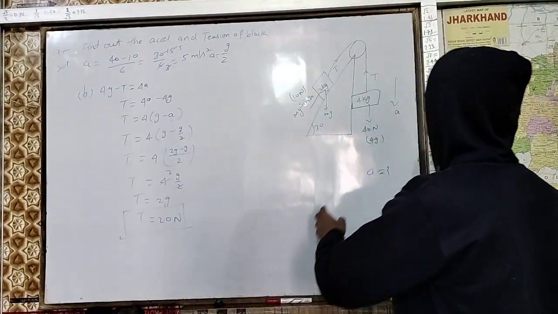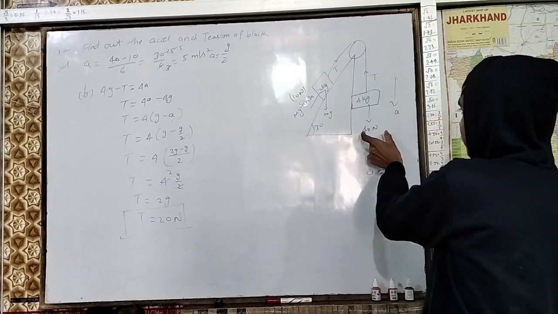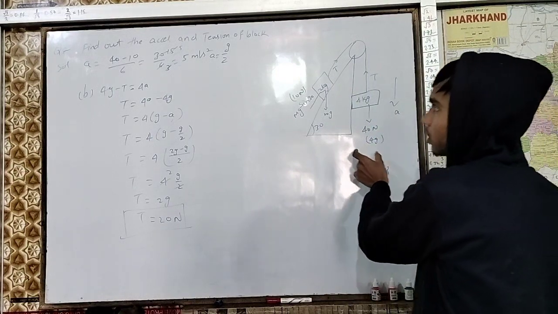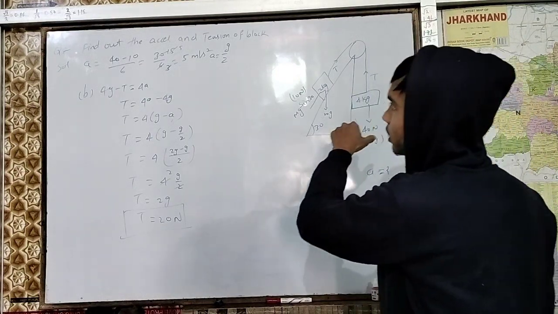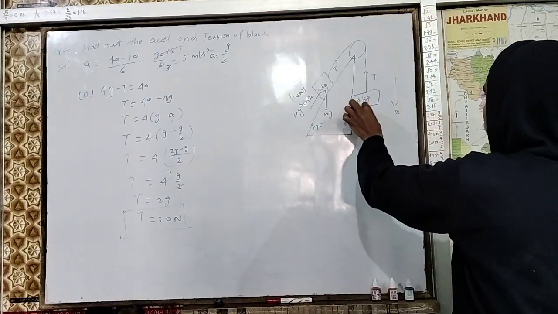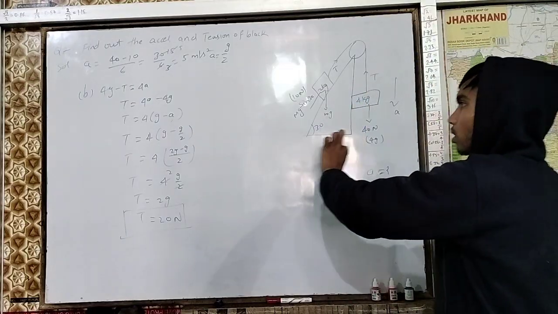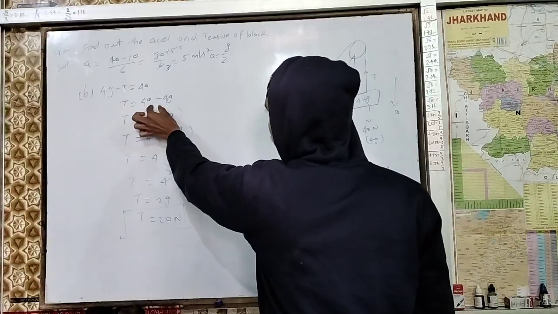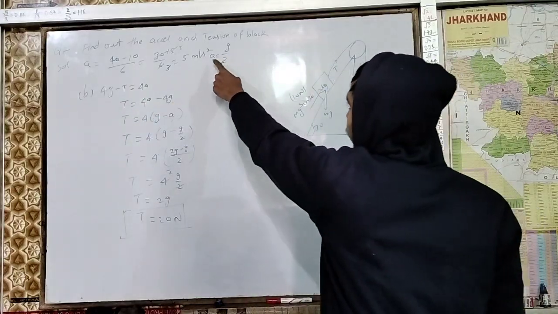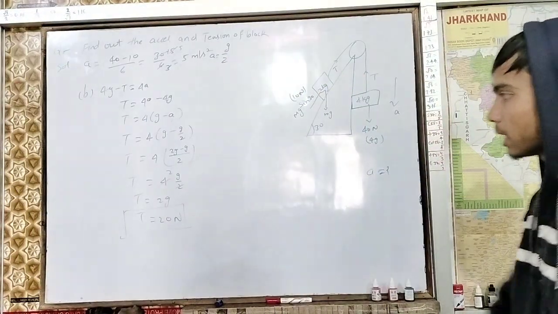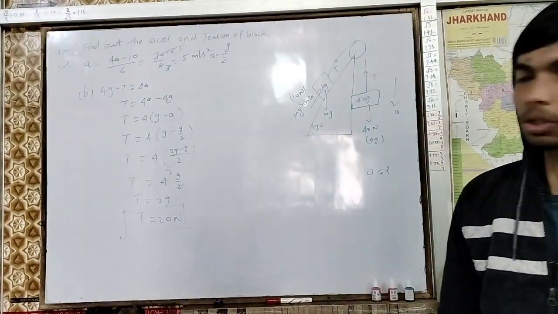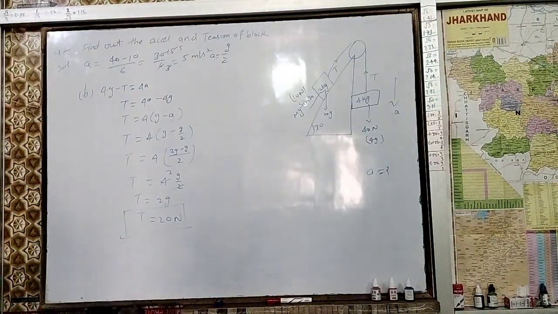Here we wrote 40, this acceleration was downward. So 4g minus T equal to 4a. Then we saw that T was equal to 4a minus 4g. Value of a was given, and that is how we got T as 20 Newton. Third question.